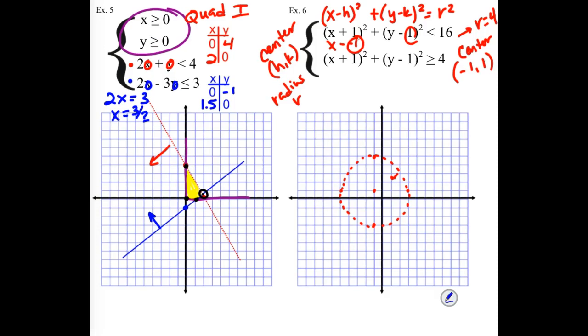For the second one, we have a center at (-1, 1) again. So same center. This time we want the radius to be a 2. So using the same center, if I go out 2 spaces in each direction, this time my circle is going to be solid since there is an equal sign on that. And since I want r squared to be 4 and I want my circle to be greater than that, I'm heading out from that center. So the effect of that would be this ring. That's where they would overlap.